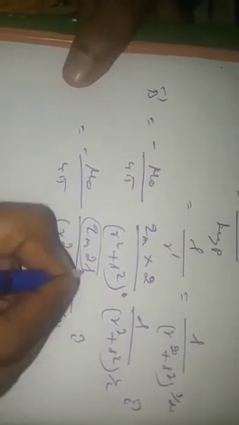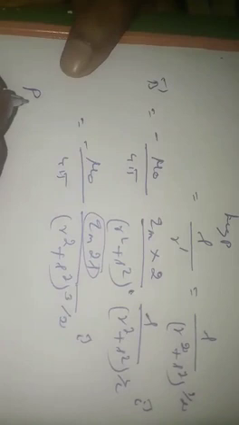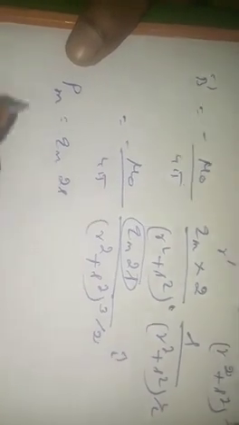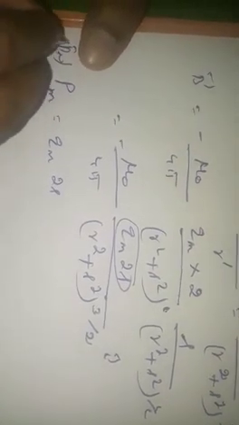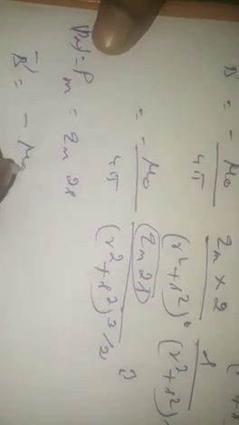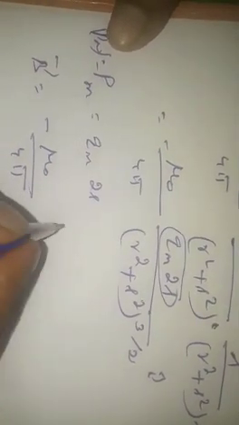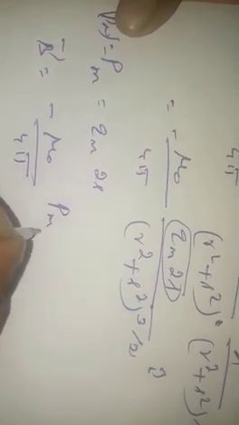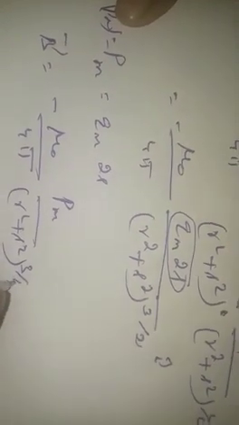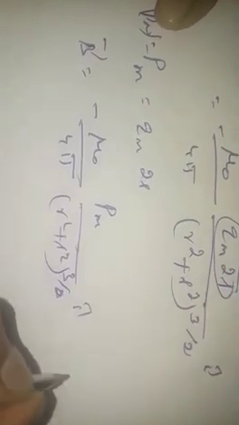This can be replaced by the magnetic dipole moment Pm is equal to Qm into 2L. We know Pm modulus is equal to 2QL. So B vector is equal to minus mu naught by 4 pi, instead of this one we can write Pm by r squared plus L squared whole to the power of 3 by 2 into I cap.